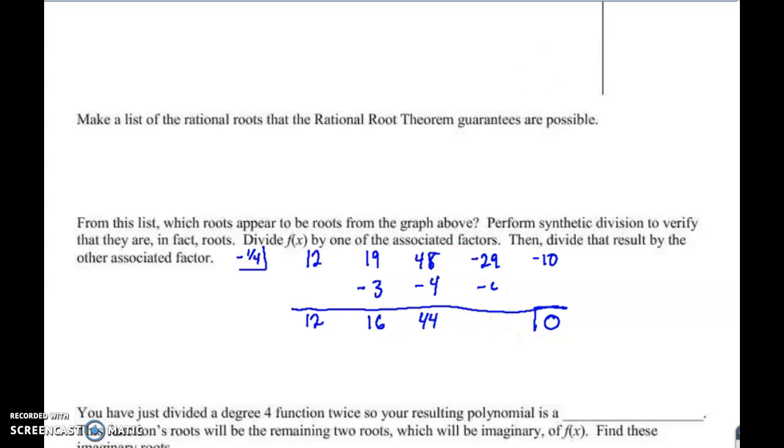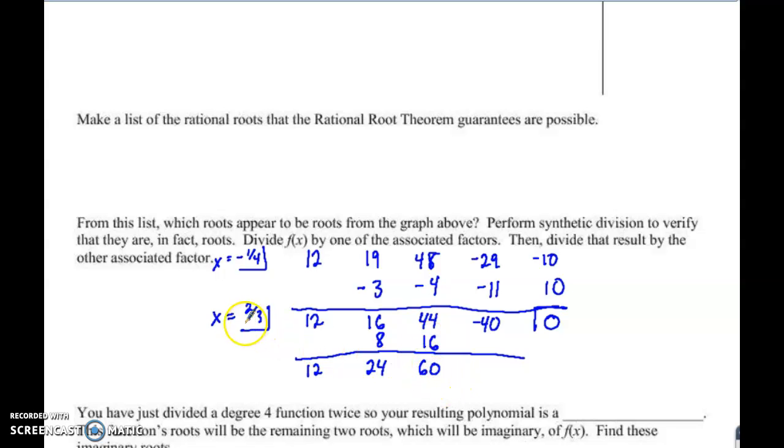I don't know what's wrong with me. There we go. So negative 1/4 worked. And then try, I believe they said 2/3. And remember to multiply by a fraction. You multiply into the numerator, divide by the denominator. So 12 times 2 is 24, divided by 3 is 8. Or you could divide first, like 24 divided by 3 is 8, times 2 would give me 16. And same thing, 60 divided by 3 is 20, times 2 would give me 40.